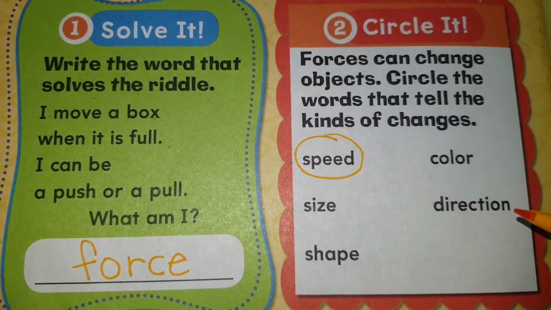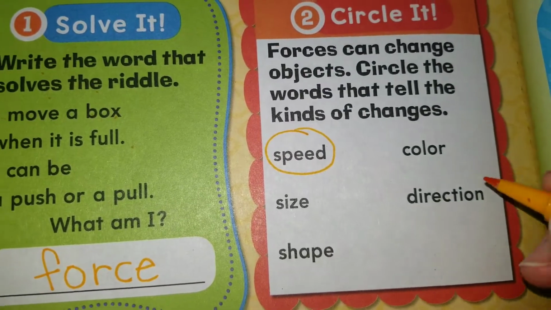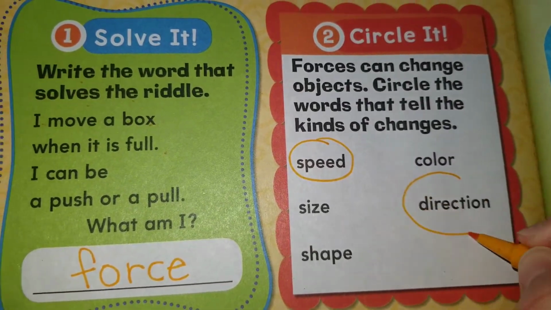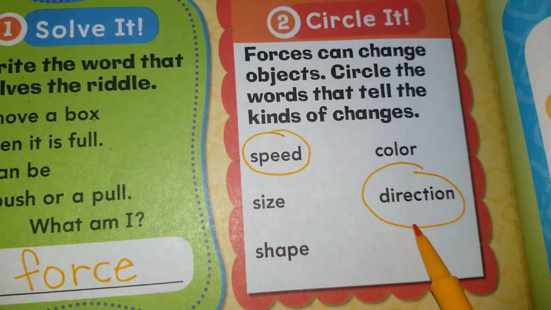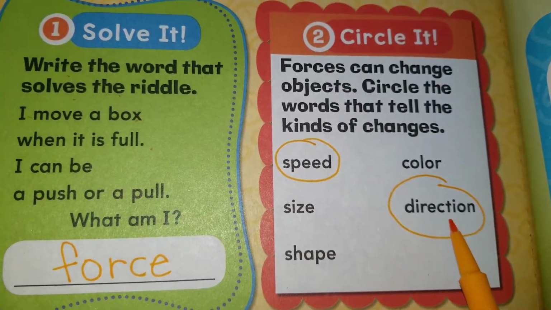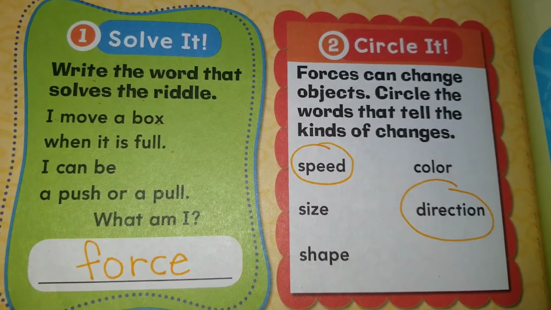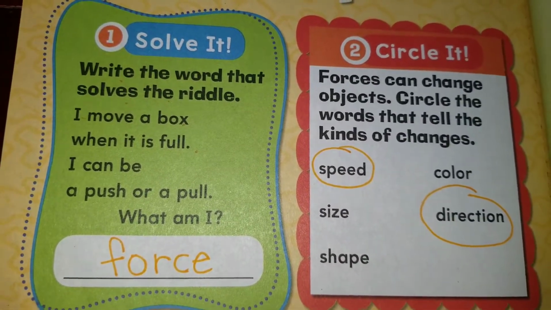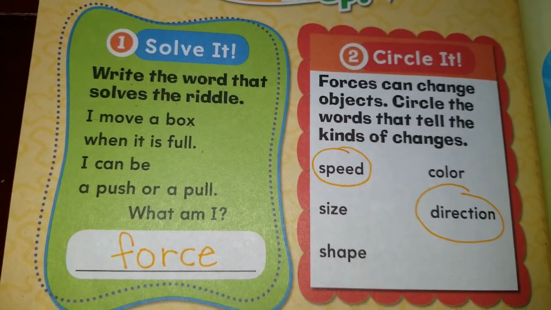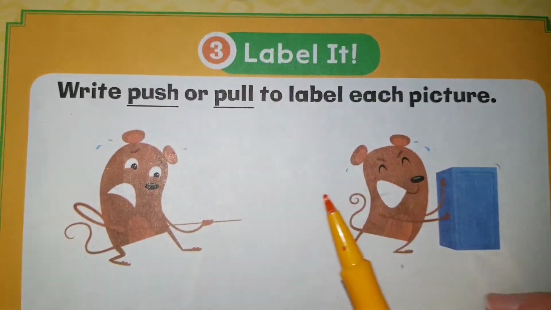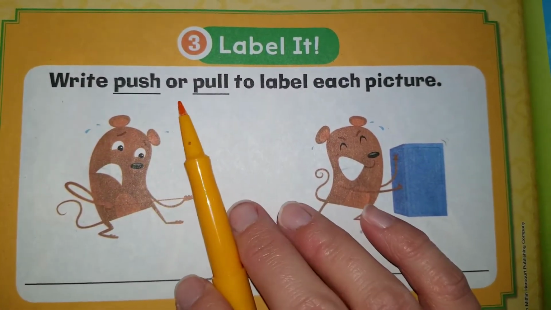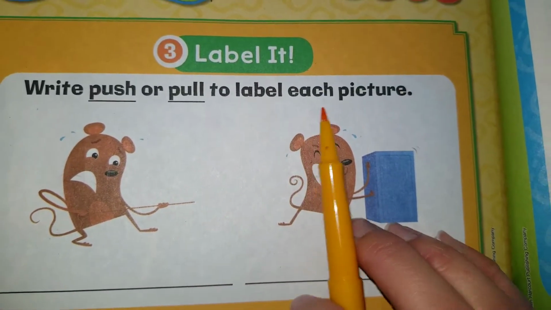How about direction? Yes. So force is responsible, boys and girls, for changing the speed in which objects move, and force is also responsible for changing the direction in which objects move. They can move up and down, they can move side to side, they can move back and forth. That's force. Alright, and it says, write push or pull to label each picture.